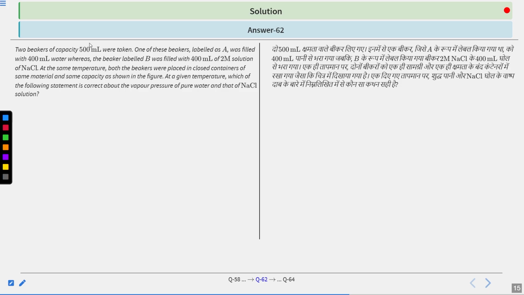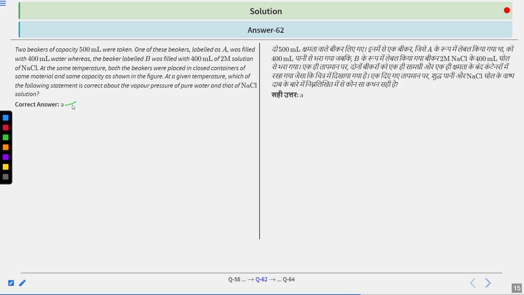In this question, we are given that you have a 500 ml beaker and there are 2 of its kind. Now, one of these is labeled as A and that is filled with 400 ml of water. And the other, B, is also filled with 400 ml, and in this case, your molarity is 2 M of NaCl. Now we are asked that at the same temperature, both beakers were placed in a closed container of same material. And at the given temperature, which of the following statements is correct about the vapor pressure of pure water and that of NaCl solution?